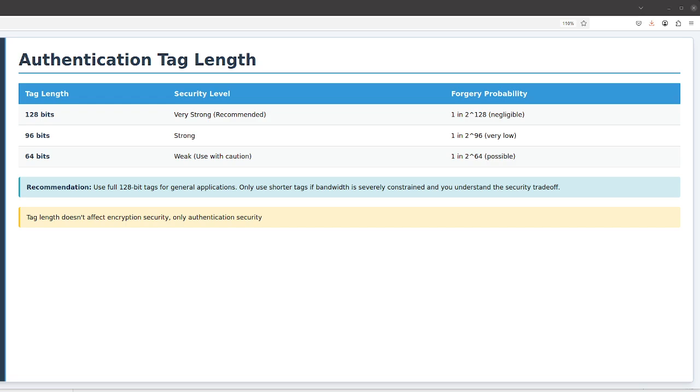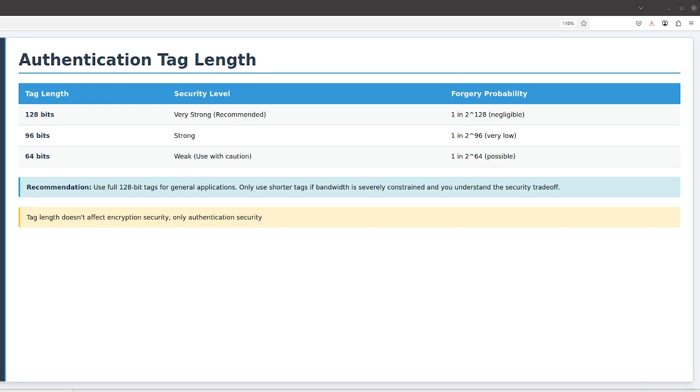It is important to understand that the tag length does not affect the encryption security, only the authentication security. Even with a shorter tag, the confidentiality of the encrypted data remains as strong as the AES key length. But a shorter tag means there is a higher chance an attacker could modify the ciphertext and get lucky with a forged tag that happens to verify.